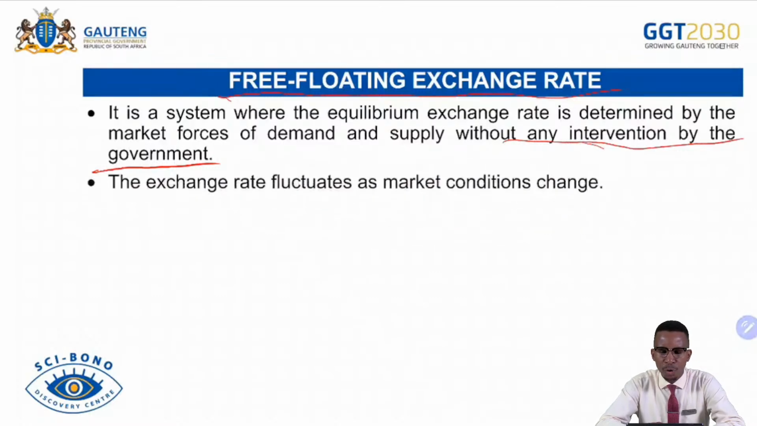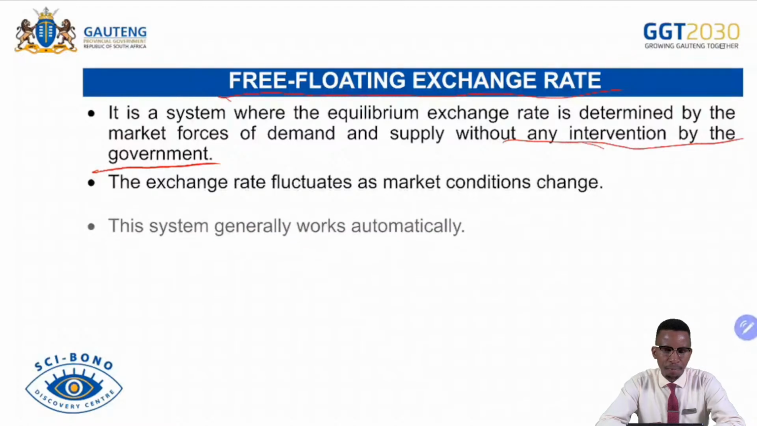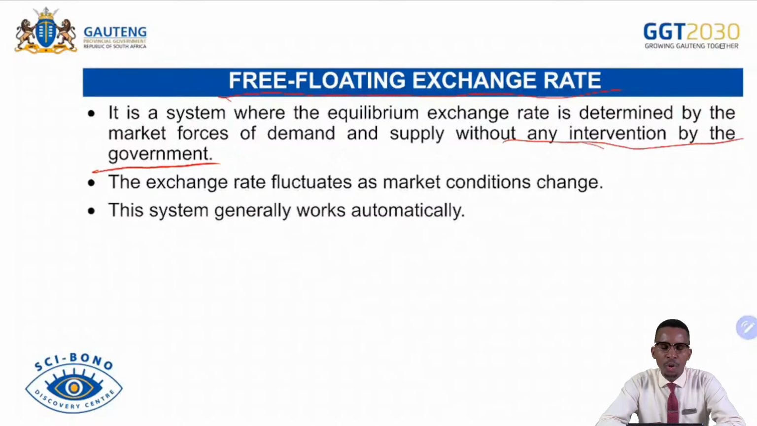This exchange rate fluctuates as market conditions change. So if ever market conditions are changing, the exchange rate will also be fluctuating, can either appreciate or depreciate. This system generally works automatically. So it does not have to be controlled by anyone, but it works automatically to whoever that is willing to make use of it.